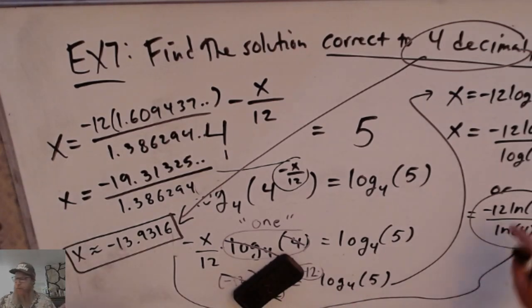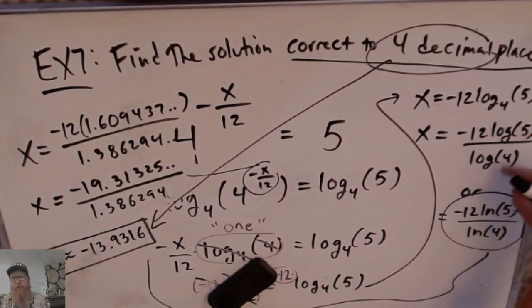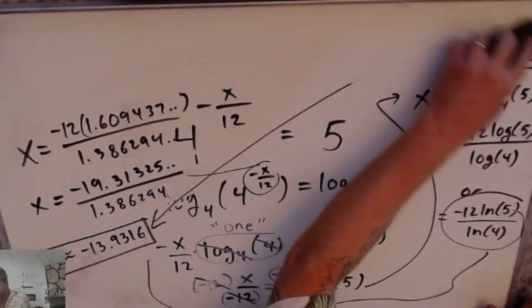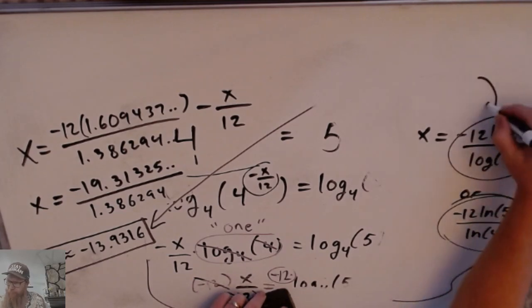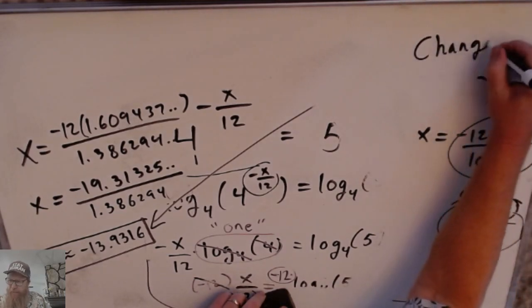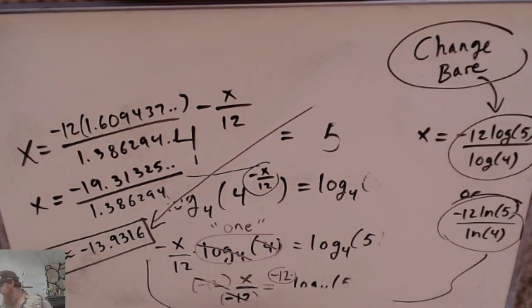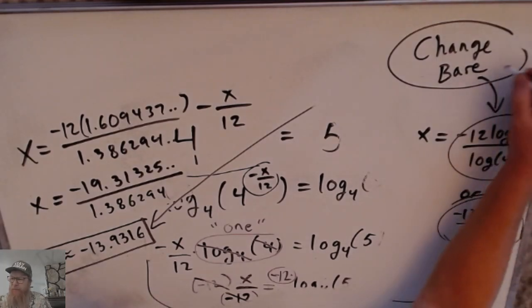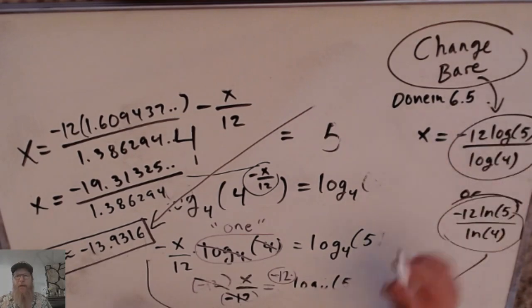Sometimes you don't have to do this conversion here. We call this the change of base formula. We learned about that in 6.5. So this was done in 6.5. Sometimes this is not necessary if you get lucky.